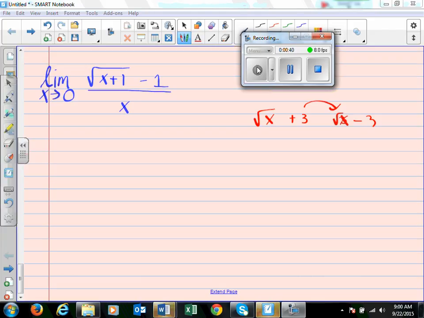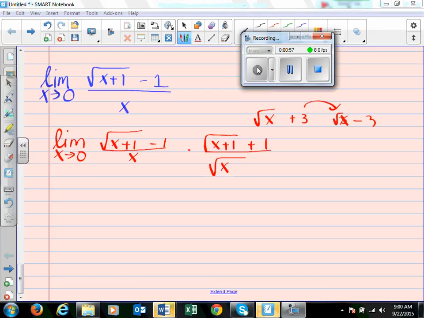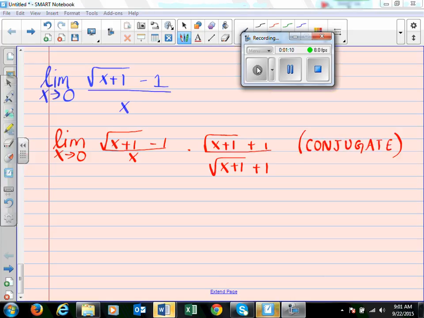So now this step, you're going to do limit x approaching 0, square root of x plus 1 minus 1 divided by x, times, we multiply and divide by its conjugate. So that's the first step. You see the square root, you multiply and divide by the conjugate. So from here, where do we go next?